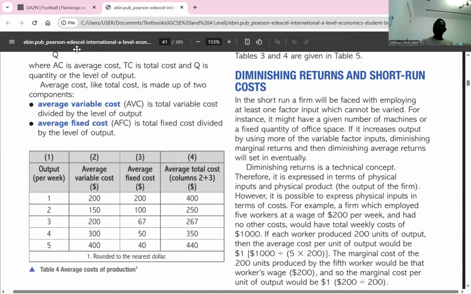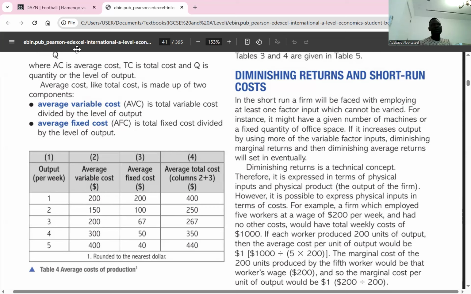I wrote, in the short run, a firm will be faced with employing at least one factor input which cannot be varied. So increasing the variable factors on a fixed factor will initially increase output until the optimum level, where it reaches efficiency. Then diminishing marginal returns will set in, then average returns will also come in. So in the short run, there's always going to be diminishing returns. Why? Because in the short run, there's always going to be at least one factor input that is constant, that cannot be varied.